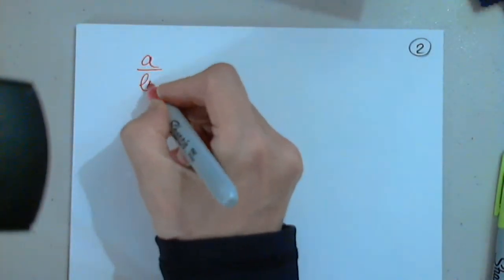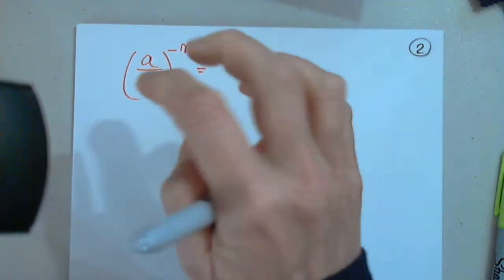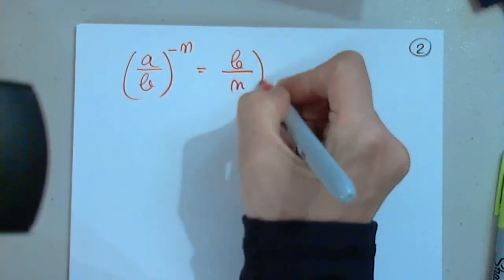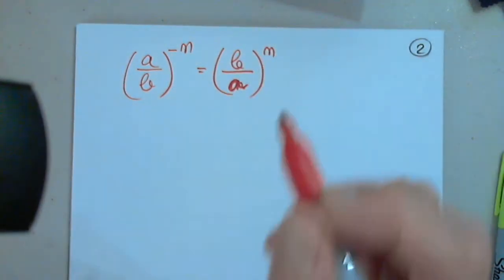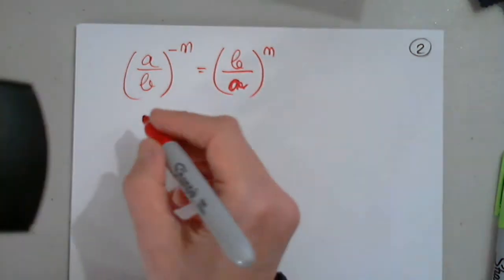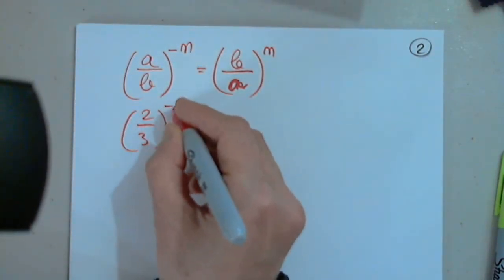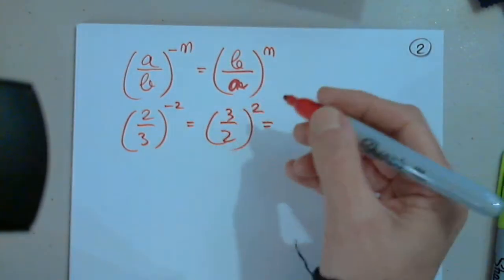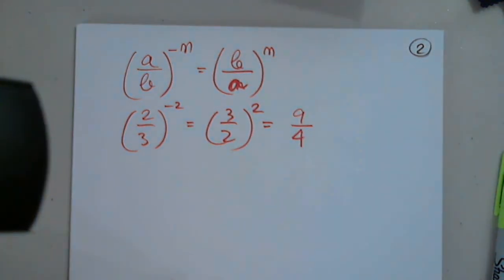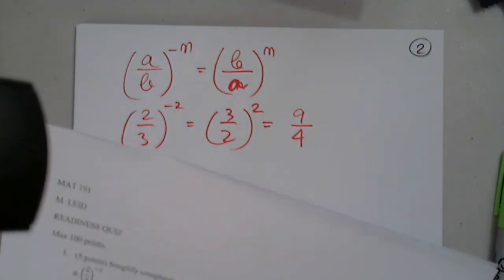Yeah. Okay. Question 1. So any fraction to a negative exponent flips the fraction to the positive exponent. I meant b over a, of course, to the positive exponent. So that 2/3 to negative 2 becomes 3/2 to the second power. And when I square a fraction, I square the top, I square the denominator. Anything else? You choose.